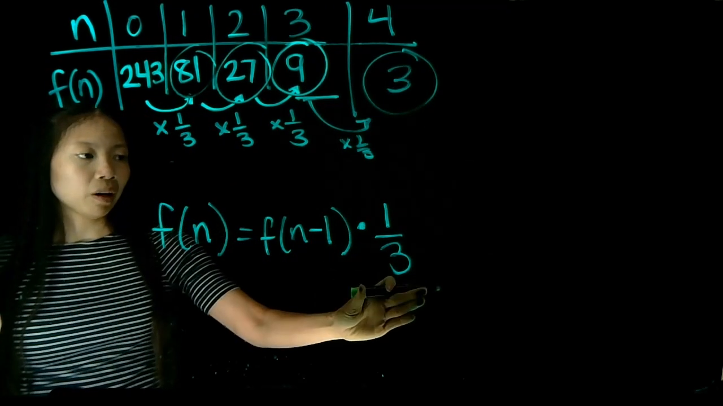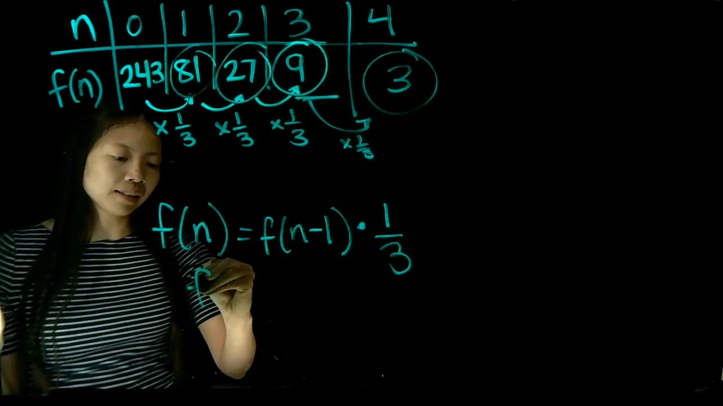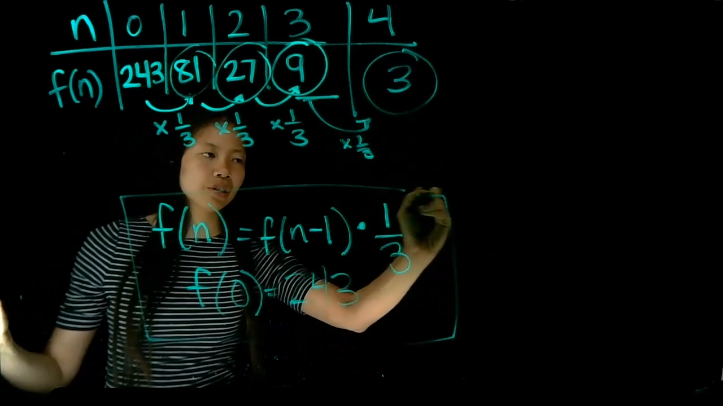So that's the first part of a recursive equation. And then we also need to give it a starting value. So I could say f of 0 equals 243, and this would be my recursive equation.